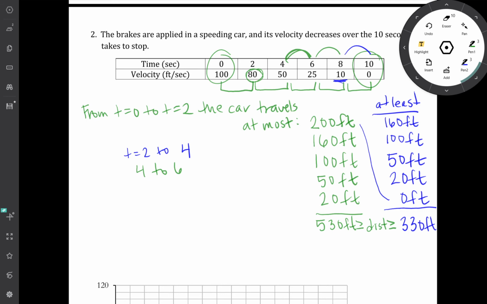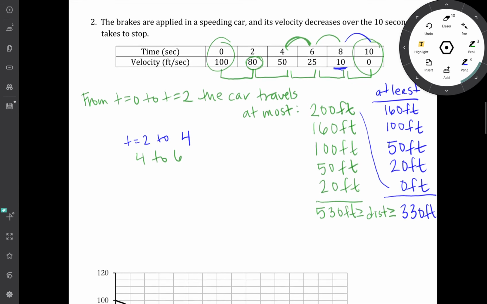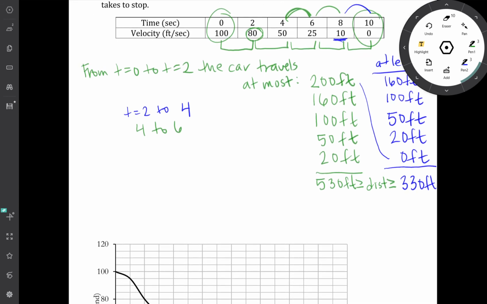This can be a great answer for a problem like this. If you really want to give just one answer, we'll do a fair amount of just taking those two estimates and averaging them. So we'd say that the distance is going to be approximately (530 plus 330) over 2, which is 430 feet. Okay, so we can estimate distance from velocity just by picking out velocities on shorter time intervals and using distance equals rate times time. It's not perfect, but it does give us an estimate.